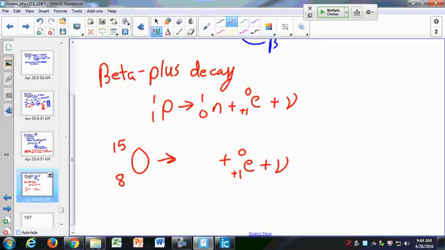All right, what's going to go here? What's my value going to be in the bottom? It's going to be 7, right? Because I have an 8 here, I have a plus 1 here, so I have to have a 7 here. And up top, it's going to be what? 15. Right, so I'll have a 15, 7. And let's look at our periodic table.